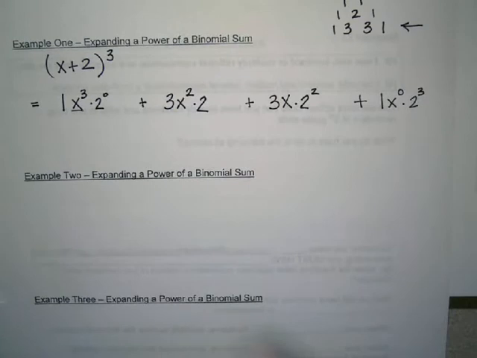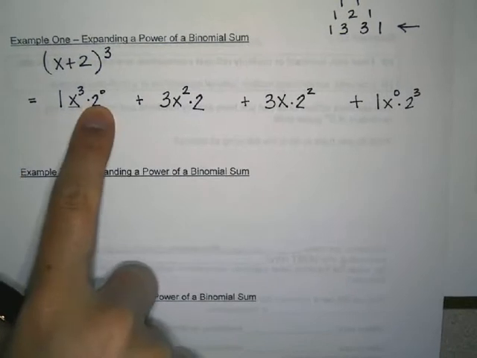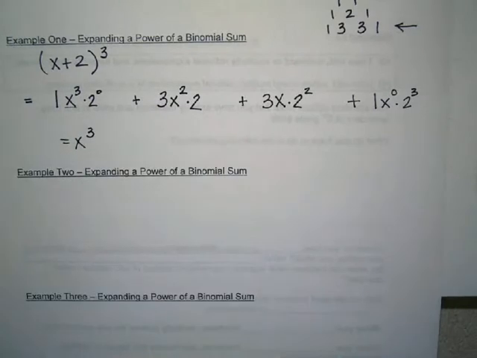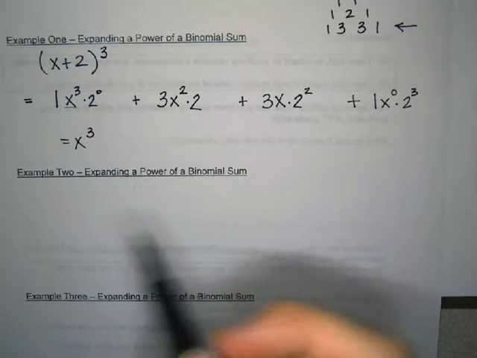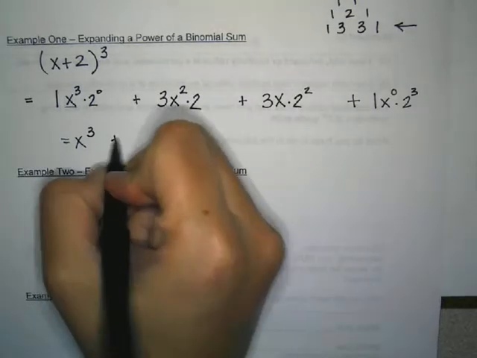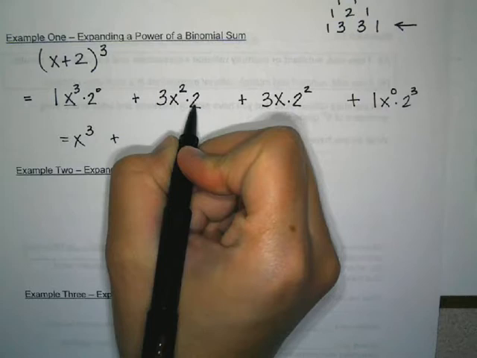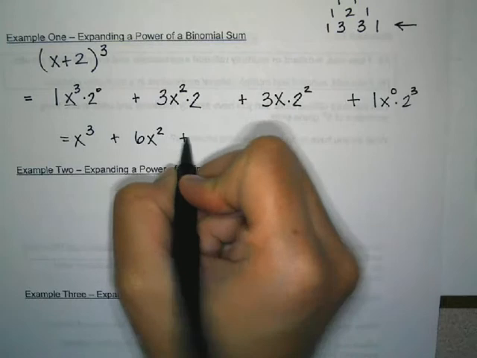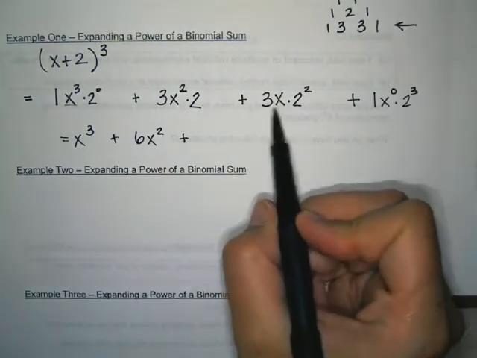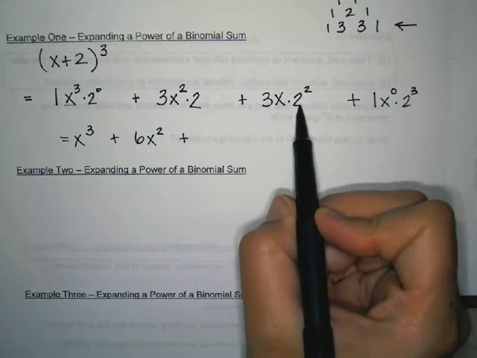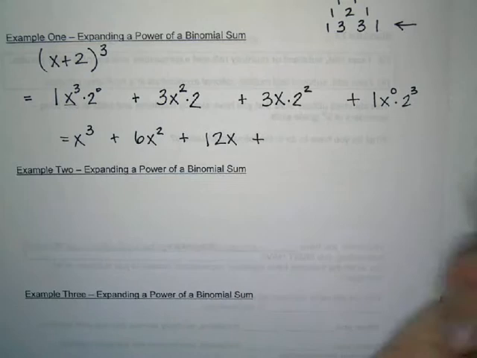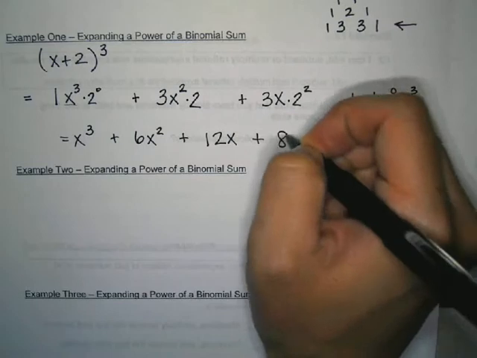So in this first term, 1 and 2 to the 0, well, 2 to the 0 is just 1. So really, we have x cubed because 2 to the 0 is 1. In this next term, I have a 3 and a 2, so if I combine those together, that gets me 6. In my next term, I have a 3 and a 2 squared. What is 2 squared? 4. So I have a 4 and a 3, which gives me 12. And then what's my last term? 8. Just 8. And you're done.